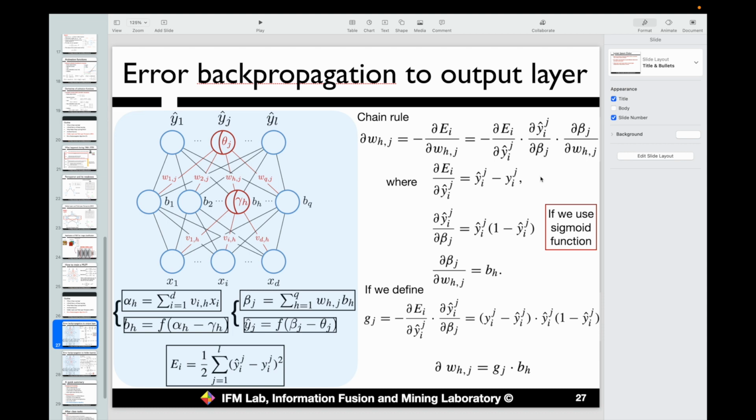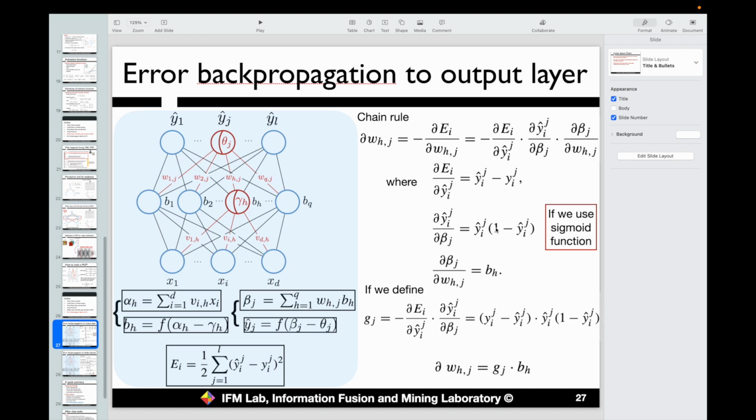Okay, so this is the second term, and then let's look at the third term, the partial derivative of beta with respect to the parameter. We have beta equals the weighted summation of the parameter times BH. BH denotes the representation, the output of the neurons of the hidden layer. If we calculate the partial derivative of beta j with respect to w, it equals BH, right? You can follow me, right?